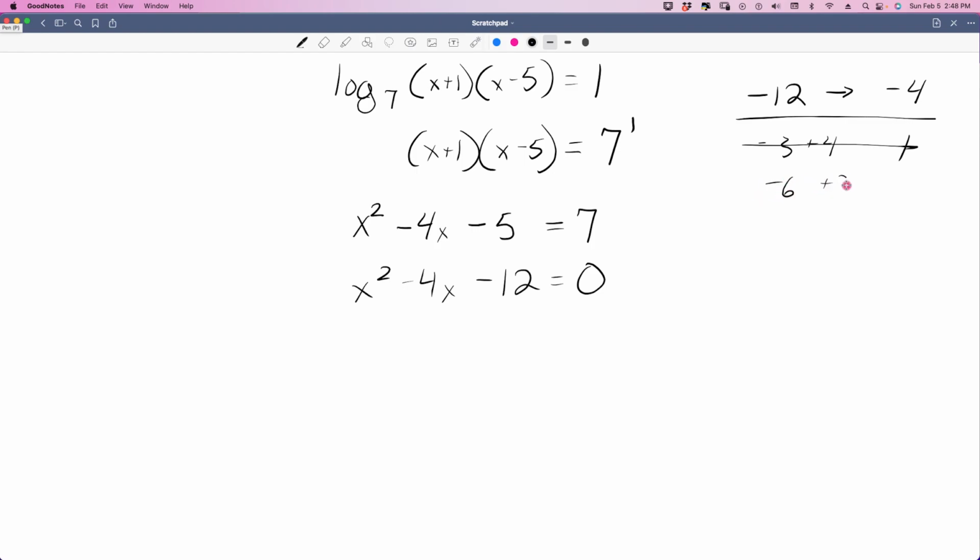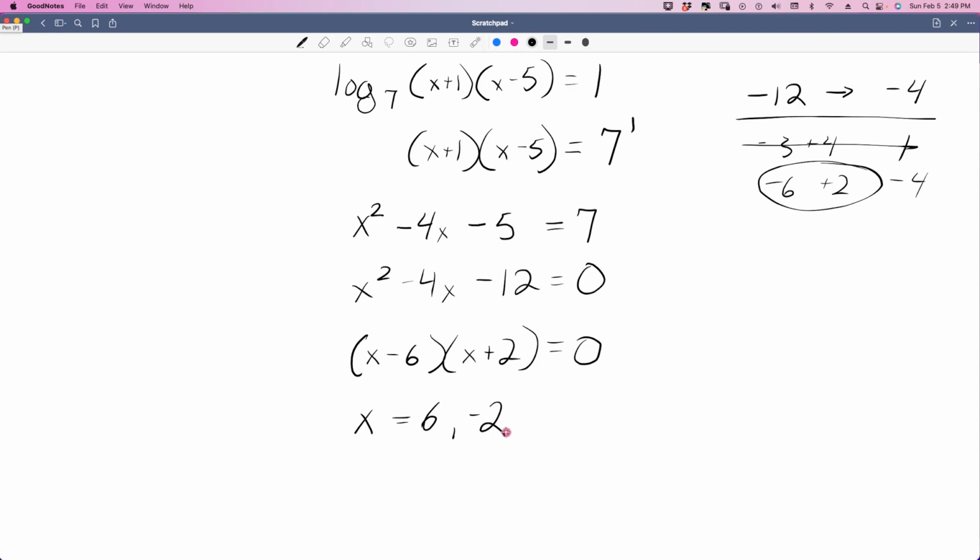Negative 6, positive 2, that gives me a negative 4, so that's what I want to use. So we would factor that as x minus 6, x plus 2 is equal to 0, because it is factorable. That is the faster method. So it tells me that x could have the possible roots of positive 6 and negative 2.